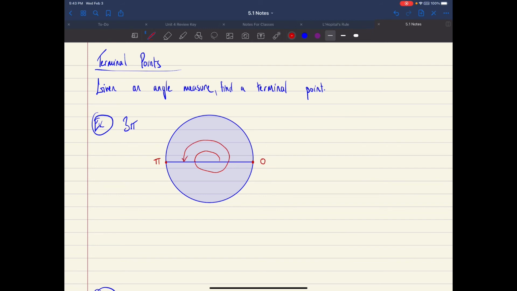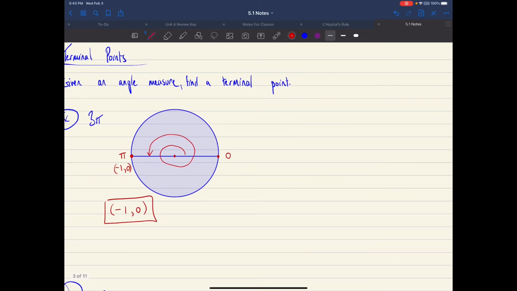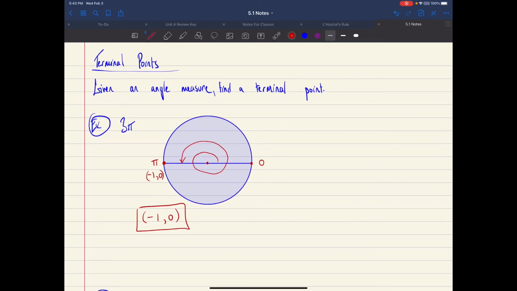So what's the terminal point? The terminal point is really the coordinate right here. You can see on your filled in unit circle, this point would be -1, 0. So the terminal point here is -1, 0. Quite simply, a terminal point is where the angle is terminated. We'll do another one of those too.